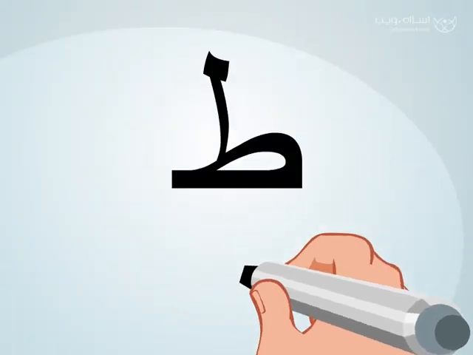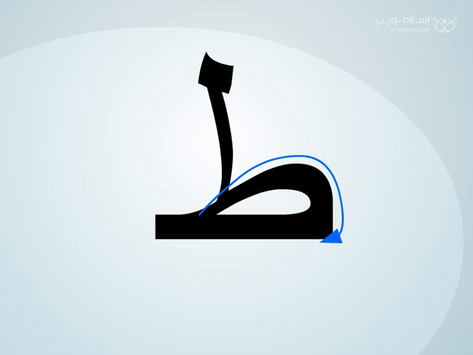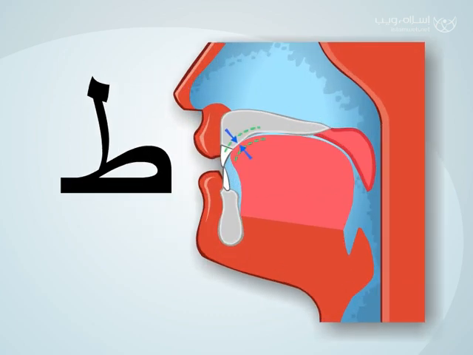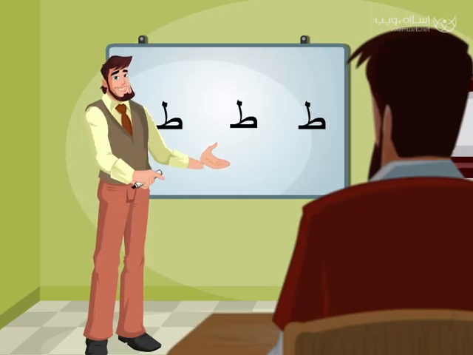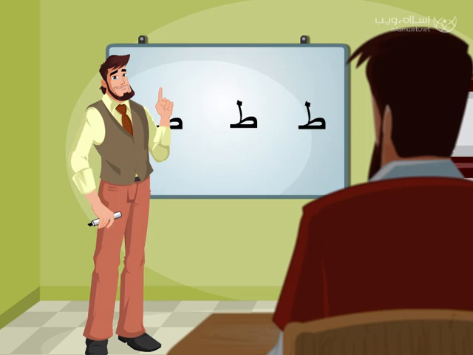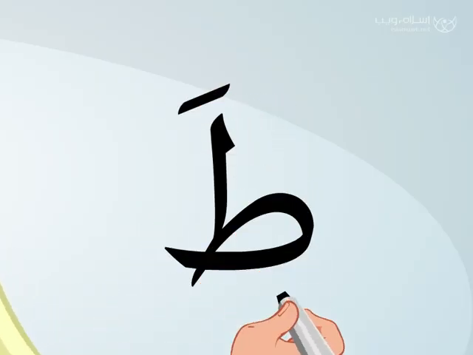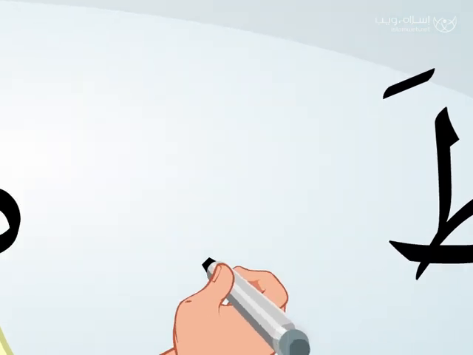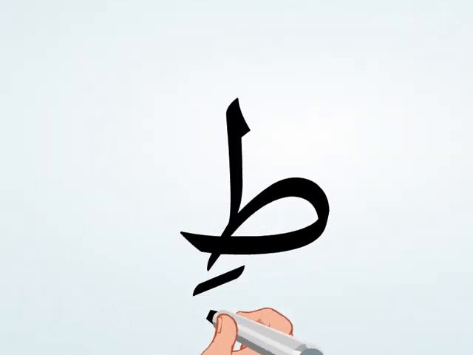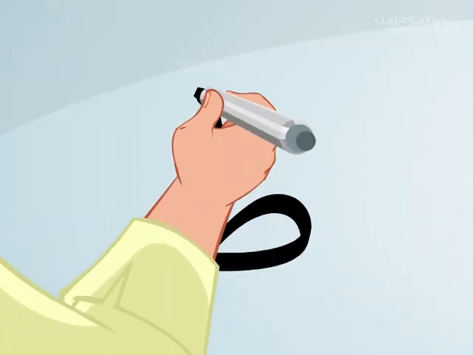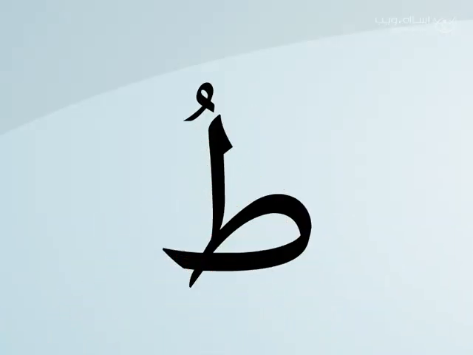Ta. How to pronounce the letters with short vowels. Fath, Kasr, and Dam. Ta. Ti. Tu.